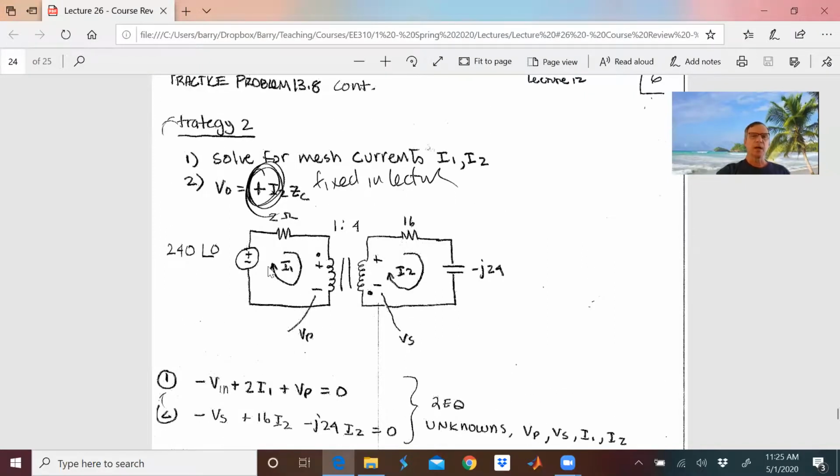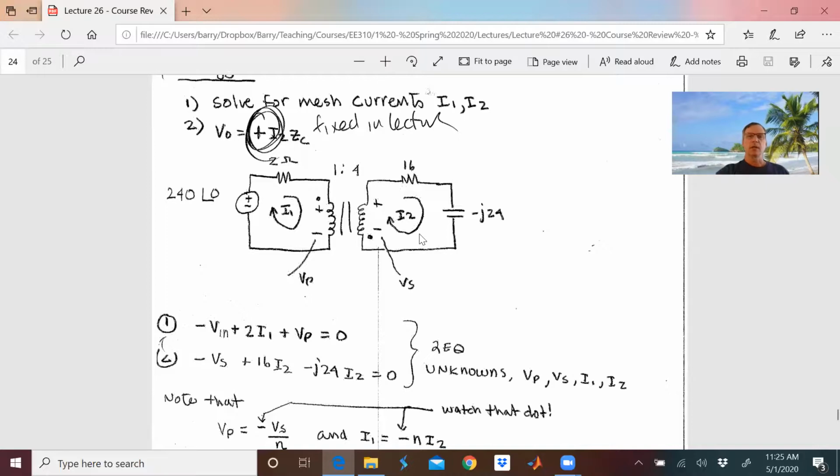We're going to go around here. Minus Vn plus 2I1 plus, okay, V primary, good enough, equals 0. Good equation, probably has too many unknowns. Here, we're going to say minus V secondary plus 16I2 minus J24 times I2 equals 0. And I have two equations in 4 unknowns: V primary, V secondary, I1, and I2.